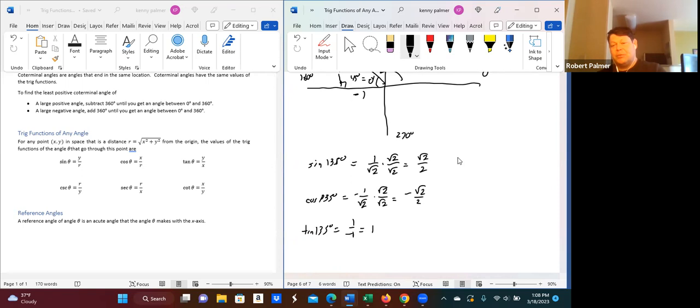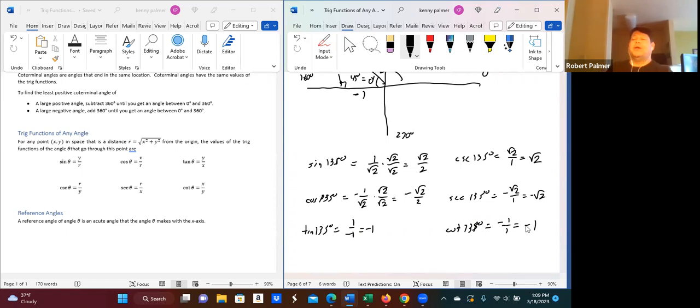Okay, then the reciprocal, so cosecant of 135 degrees, is going to be, in this case, the square root of 2 over 1, which is the square root of 2. Secant of 135 degrees is the reciprocal of cosine. So negative square root of 2 over 1, which is the negative square root of 2. Then, of course, cotangent of 135 degrees is the reciprocal of tangent. And so that is going to be negative 1 over 1, which is just negative 1. I'm sorry, this should have been negative 1. I apologize. They both should be negative 1.